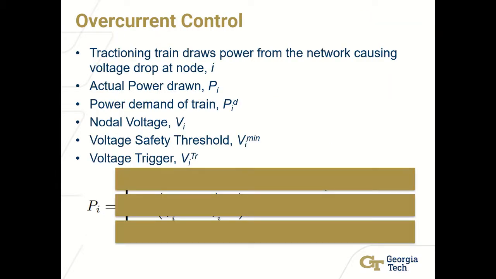We're now going to break down how overcurrent control works. So again, as the train is tractioning, it is drawing power from the network, causing a voltage drop at node i. The actual power drawn by the train, P sub i, is what we're going to be calculating here, and that is to contrast with P sub i with the D superscript, which is the power demand of the train. That is what the conductor is asking for as they are tractioning or accelerating. Also notable here are the nodal voltage and then the safety threshold. That is an established minimum voltage acceptable in that line, and then a voltage trigger.